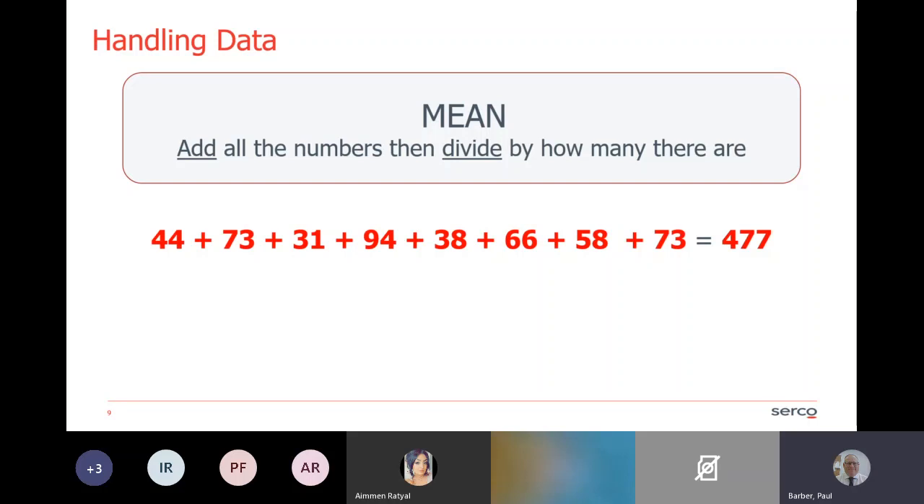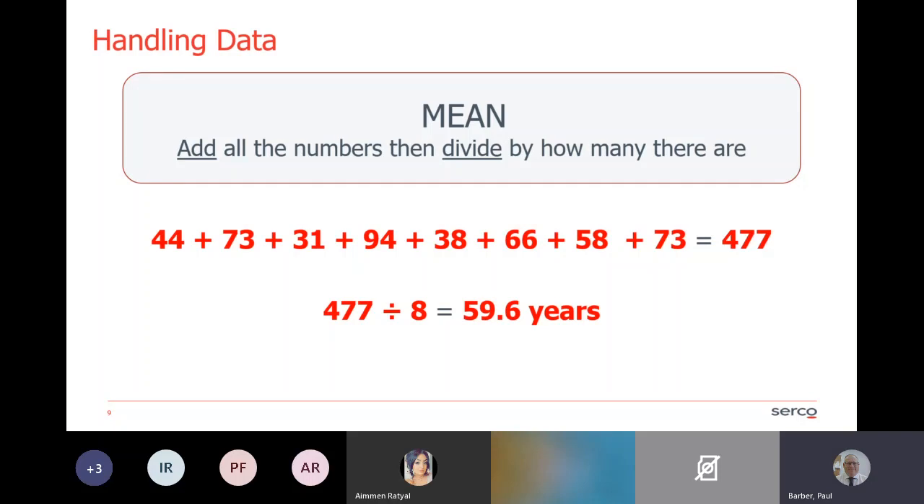So there's the total number. Adding them all comes to 477. We then divide by how many there are, and there were 8 people, and the answer is 59.6 years. So that is our mean. What we're saying by the mean is that if we take all of the years and spread them equally amongst each person, it would be 59.6 years. So really what the mean is showing is the evening out, or the spreading out, of the numbers equally amongst everybody.